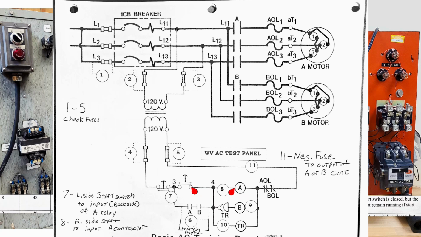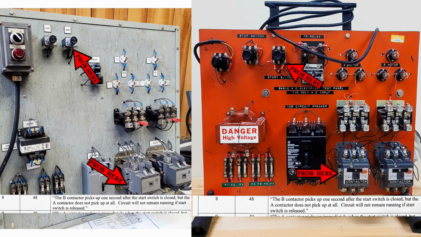Okay, on problem number 8, you have a broken wire between the start switch and the line side of a coil or contactor. A contactor, as you'll see on the bottom arrow, that's the input of a contactor, and the output or the load side of the start switch.